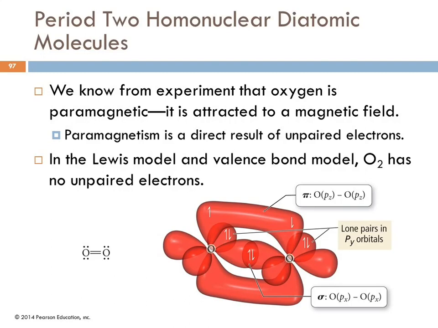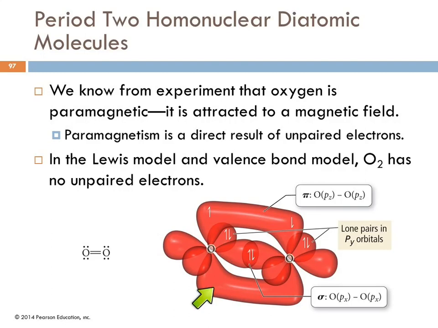So we know from experiment that oxygen is paramagnetic. Remember, paramagnetic has some unpaired electrons and is attracted to a magnetic field. Diamagnetic, the prefix dia means 2, and we decided to remember that that meant that everything was in 2s and they were all paired up. Paramagnetism is a direct result of unpaired electrons. If we look at the Lewis model and the valence bond model, oxygen has no unpaired electrons. And so neither of those models explain why oxygen is paramagnetic.